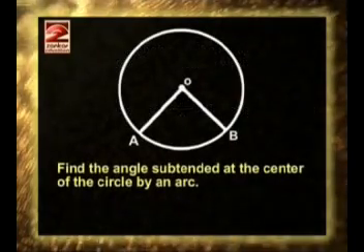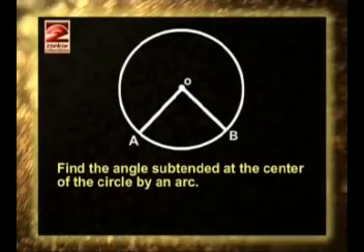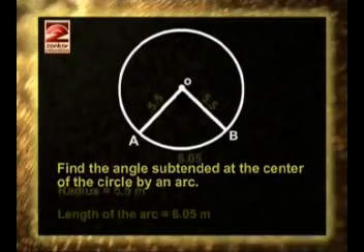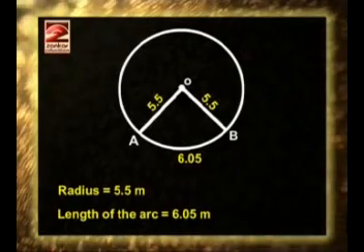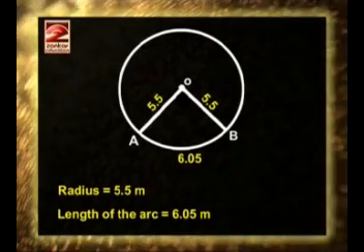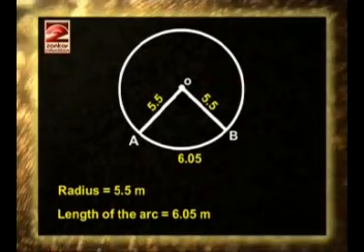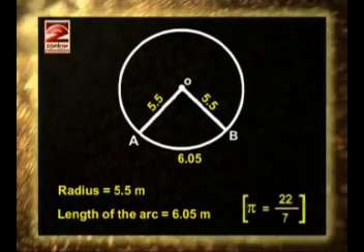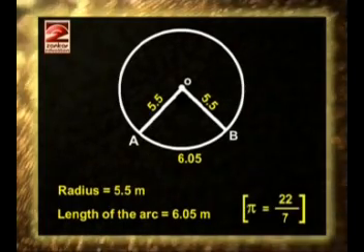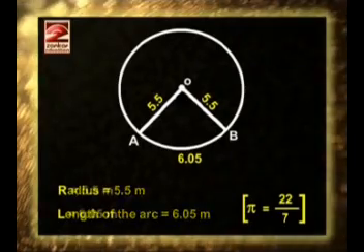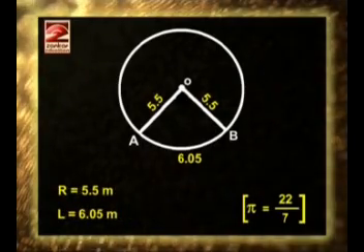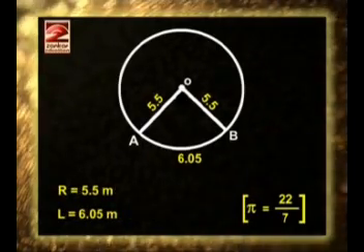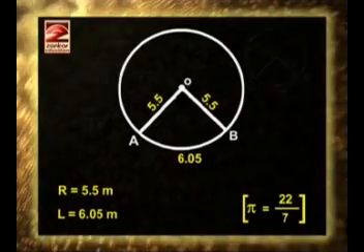Now the question: find the angle subtended at the center of the circle by an arc where the radius is 5.5 meter and length of the arc is 6.05 meter. Take pi is equal to 22 upon 7. Now here r is equal to 5.5 meter and L is equal to 6.05 meter.